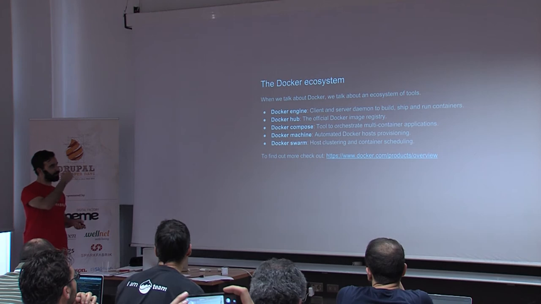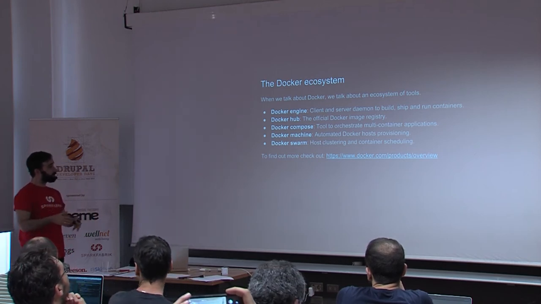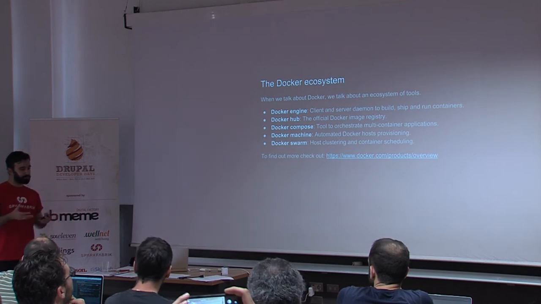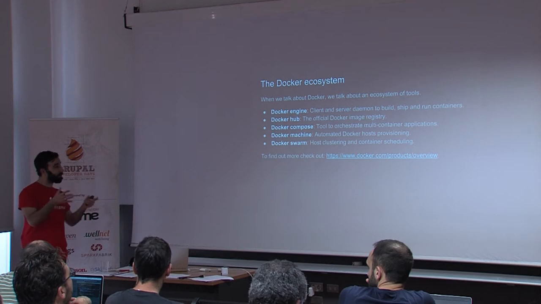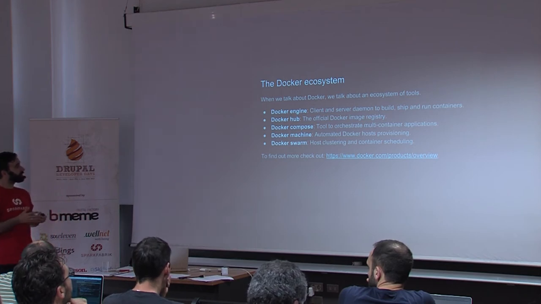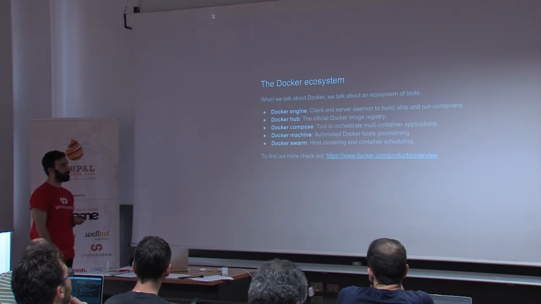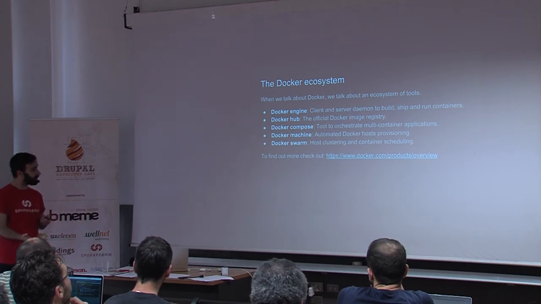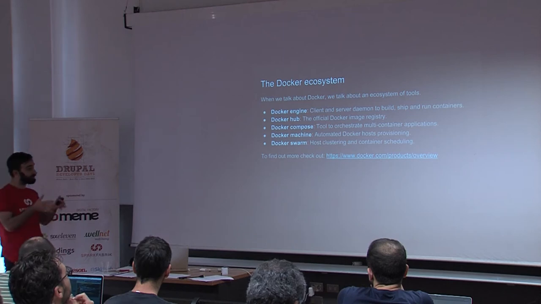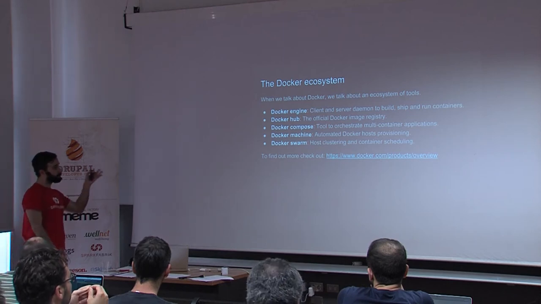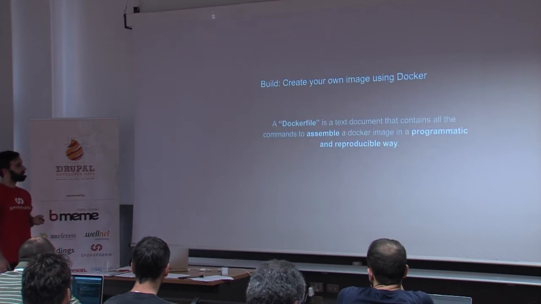Then we have some tools like Docker Compose, which is a tool to orchestrate multi-container applications to build complex stacks. We have the Docker Machine, which is a tool to automate Docker host provisioning. And in the end, we have the Docker Swarm, which is host clustering and container scheduling. To find out more, just check out the products overview on the Docker official page.